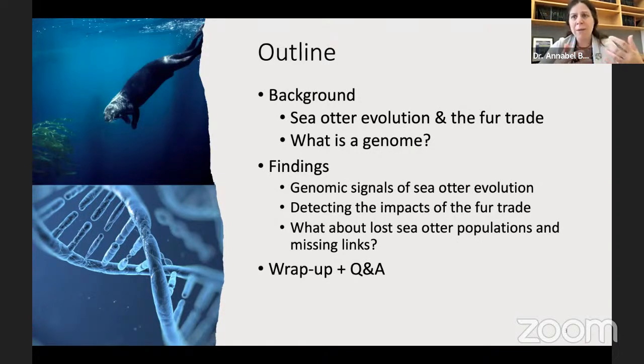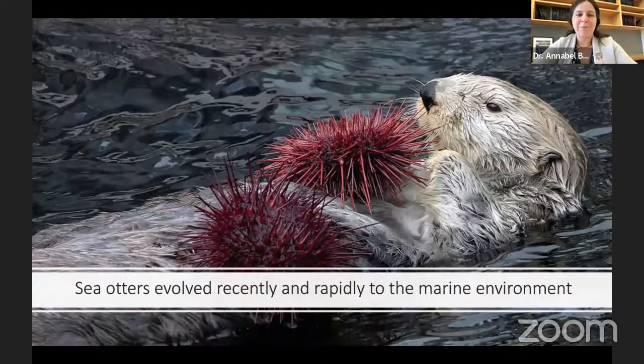And at the end, we'll talk a bit more about those missing links that Heather mentioned and what we still have to learn about these sea otters that used to be along the Pacific coast. Then we'll wrap up, and then I want to hear from all of you, and I'm really looking forward to trying to answer some of your questions. So let's dive right in.